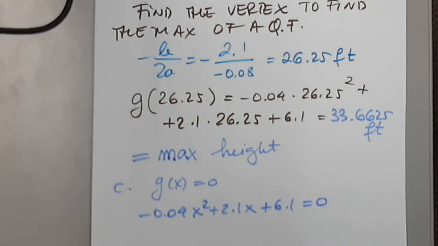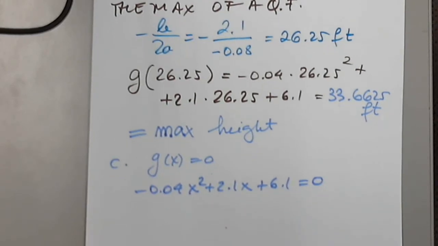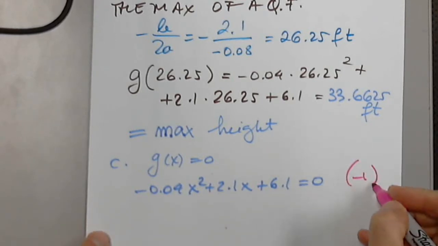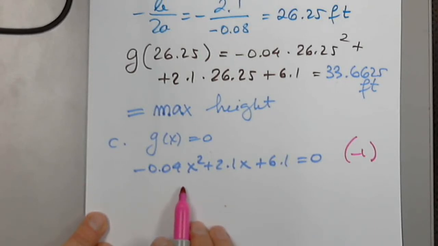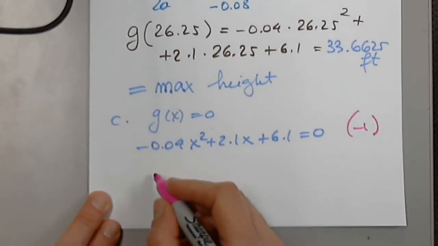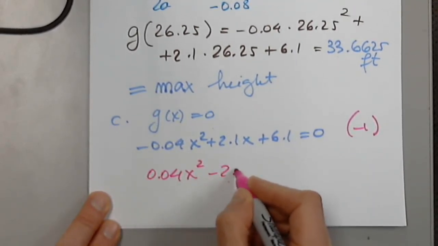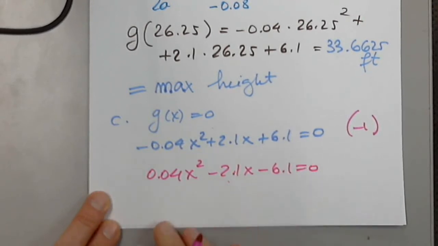How do I solve this equation? Quadratic formula. Yes, but not before I clean it up. At least multiply both sides by -1. Honestly, I would have loved to divide both sides by negative 0.04 and make it as easy as possible, but at least multiply by -1. So 0.04x squared minus 2.1x minus 6.1 equals 0.